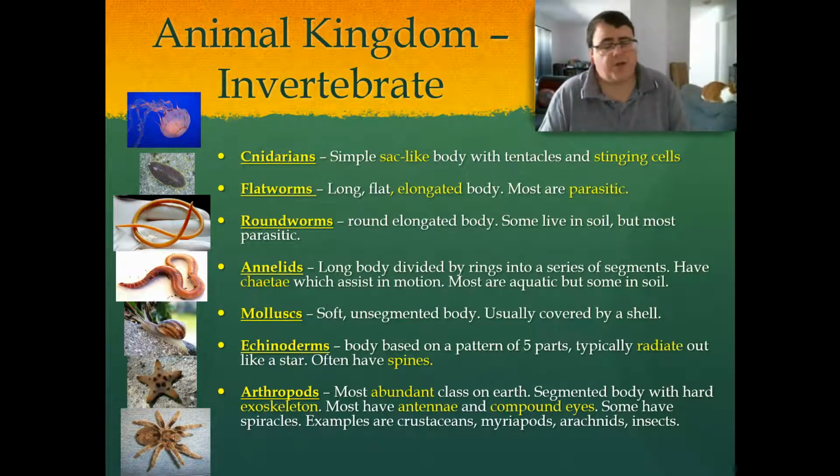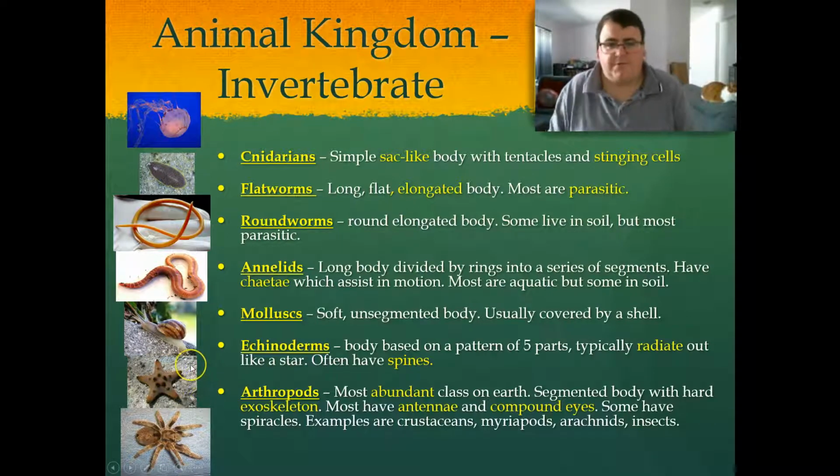Echinoderms. Echinoderms are animals that have their body based on 5 parts, and they'll radiate out like a star and have spines. Now, spines not in the term of backbone. Spines in the term of pointy spines sticking out of their body. Obviously, a very good example of those are starfish, as can be seen here.